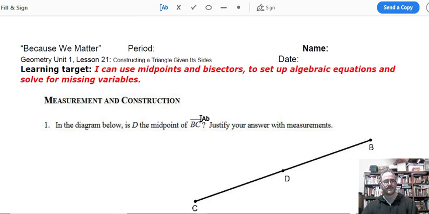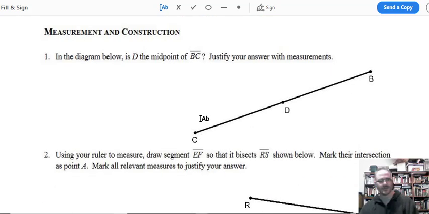Let's move on. Measurement and construction. So in the diagram below, D is the midpoint of BC. So D here is the midpoint of BC. Justify your answer with measurement. Okay, well, I'm kind of getting tired of the measurements thing. I'm not used to all this measurement. Usually I like to use a compass to do all this. But we'll do it from measurement for now. That one's 2.79. This one is 2.79. All right. That's going to be easy.